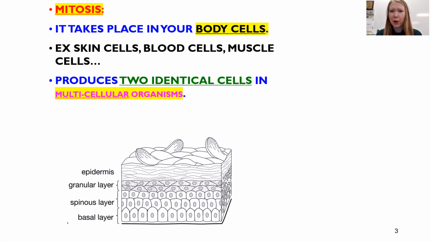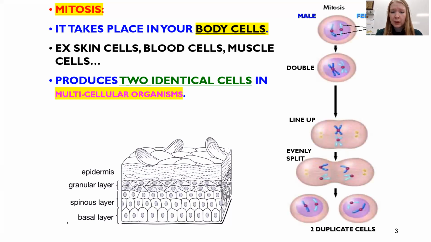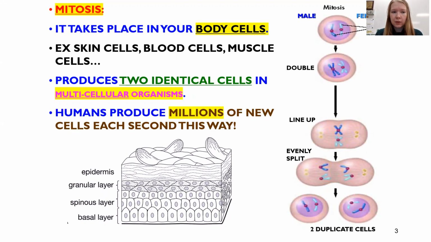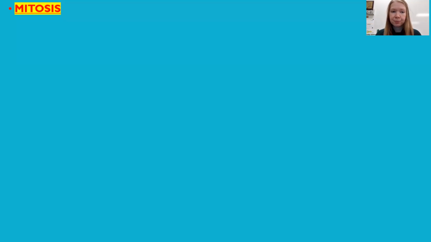Mitosis is responsible for your growth and cellular repair as well. Humans also produce millions of new cells each second this way. Our body is constantly generating new cells because there are millions of cells that make up us humans or other multicellular creatures, and cells don't last forever, so we need to be constantly duplicating and making more new cells.